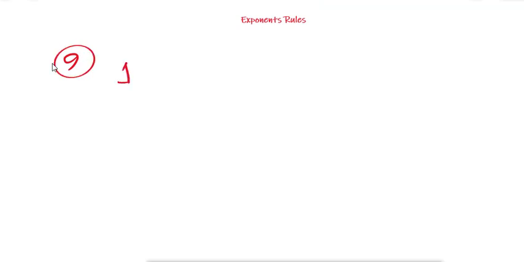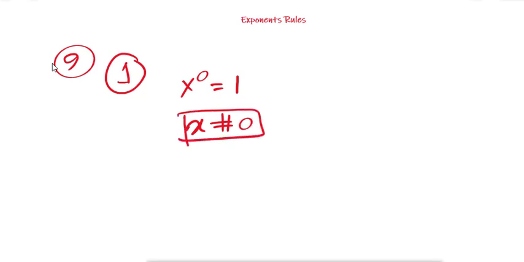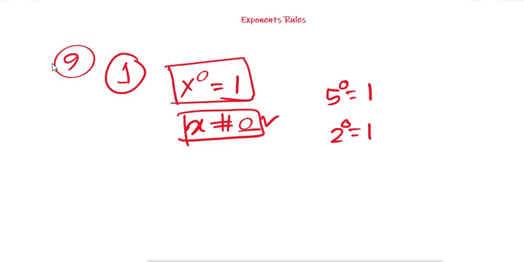So the number 1 rule, we can say x to the power 0 is equal to 1. The only exception is x will never be 0. So if we take the example, 5 to the power 0 is 1. 2 to the power 0 is 1. The only problem is that we cannot take the value of x as 0. So this is the only exception. So this is rule number 1. X to the power 0 is equal to 1.